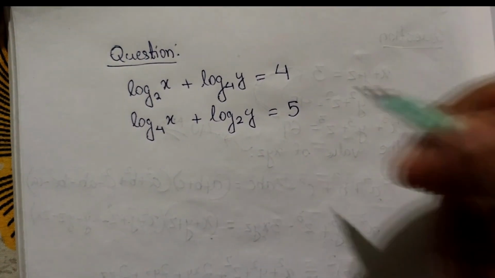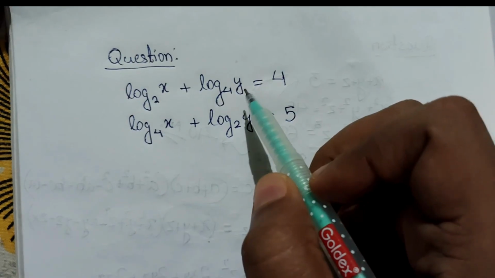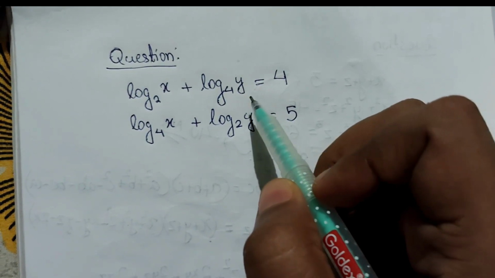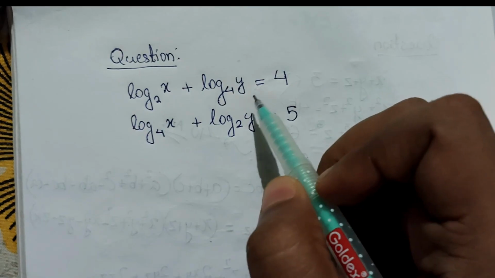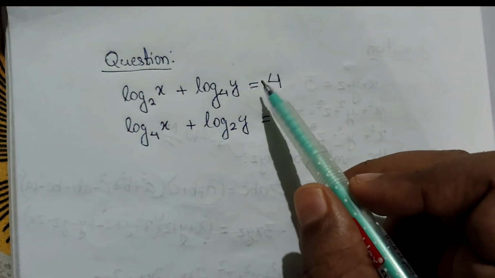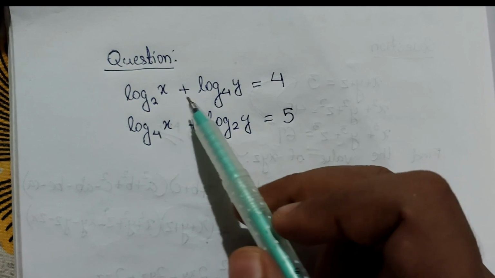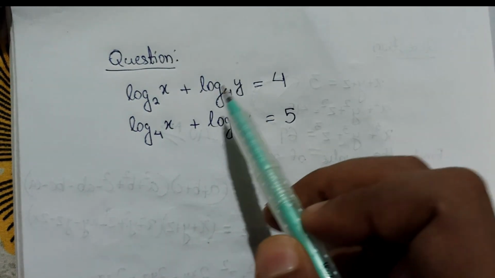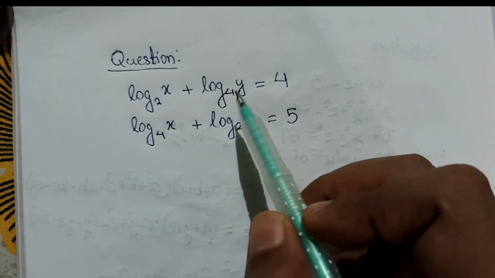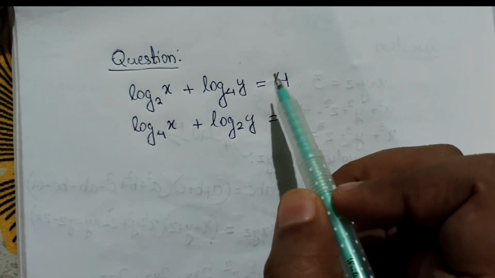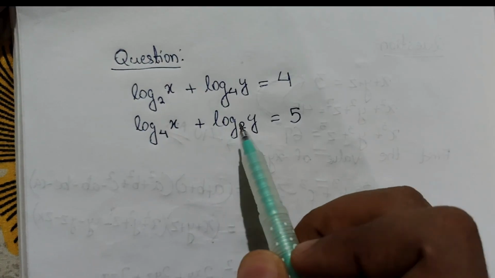So today we have this question. It is a logarithm based question, so if you know log then you can follow along, or even if you are new then you can know how it works. So we have a system of equations, but this is not an algebraic equation. We have logarithmic terms here. Log base 2 of x plus log base 4 of 4y equals 4, and log base 4 of x plus log base 2 of y equals 5.